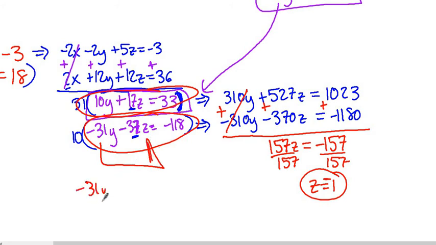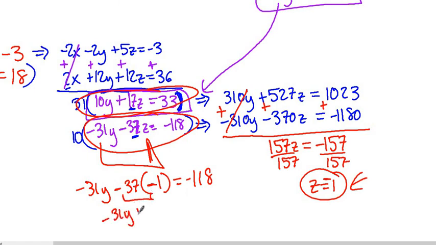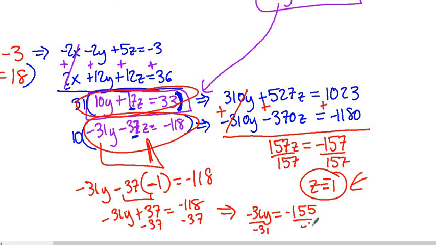So negative 31y minus 37 times z, and we know from right here that z is negative 1, so that's what I'm going to put in there. Then this is positive 37, so let's rewrite that. Negative 31y plus 37 equals negative 118. Then we'll subtract 37 from both sides, and we will get negative 31y is equal to negative 155. When you divide both sides by negative 31, you get y equals positive 5.